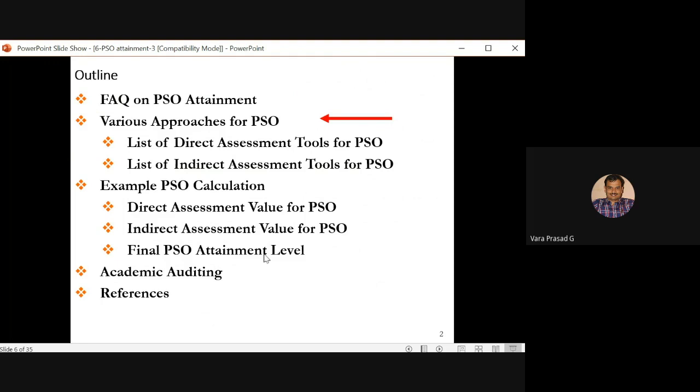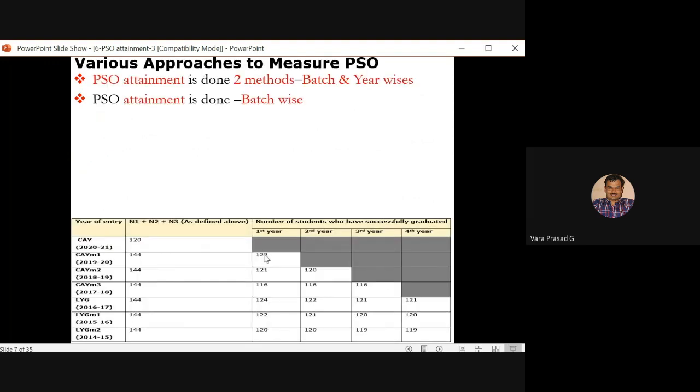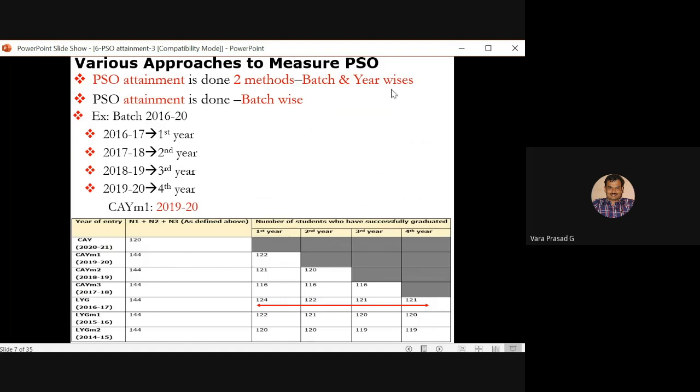Now I'm talking about the various approaches which can be used in order to measure the PSO attainments. I'm explaining here various techniques that can be used to measure the PSO attainments. There are two techniques. One is batch-wise. You can do the PSO attainments batch-wise as well as year-wise. First I will talk about batch-wise, then I will go for year-wise, so as to make the flow proper. So when you say batch-wise, what do you mean by batch-wise?